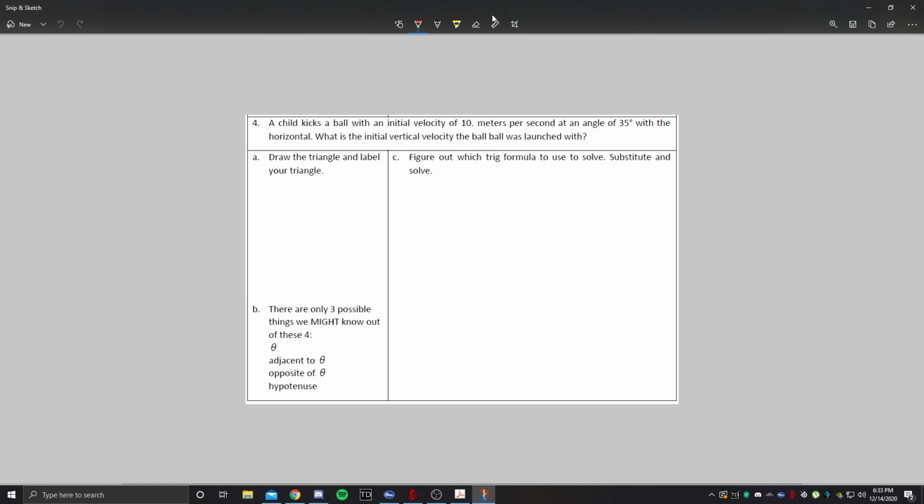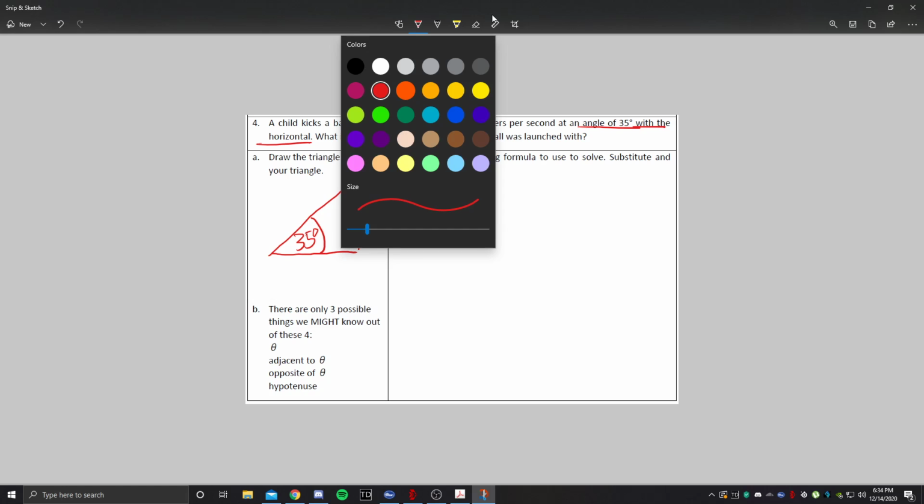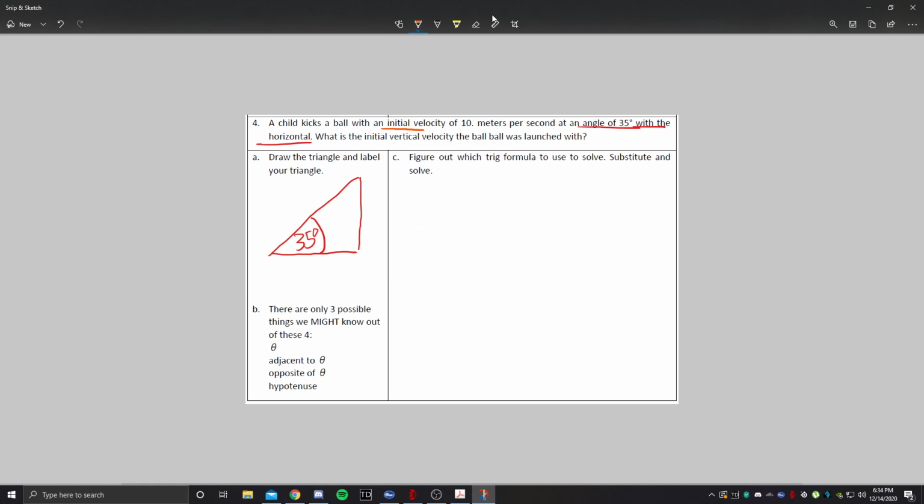Again, we're going to draw a triangle. A child kicks a ball with an initial velocity of 10 meters per second at an angle of 35 degrees. So you know that's the angle, 35 degrees with the horizontal. And we know he kicks it with an initial velocity of 10 meters per second at that angle. So we know that's your hypotenuse.